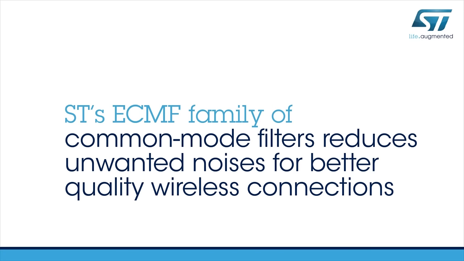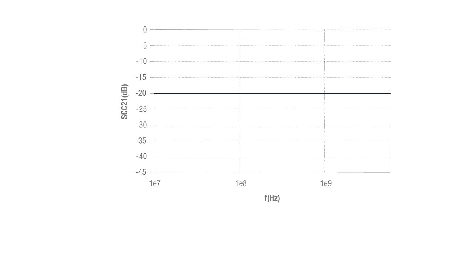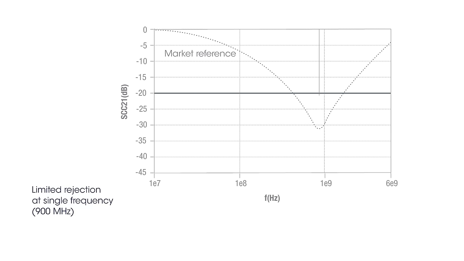ST's ECMF suppresses radiated noise over a large frequency range between 600 MHz and 5 GHz. Coming with robust ESD protection, the ECMF guarantees -20 dB attenuation at multiple antenna frequencies for better and unique antenna sensitivity. Limited rejection at single frequency, 900 MHz.